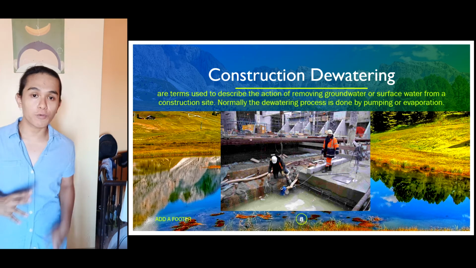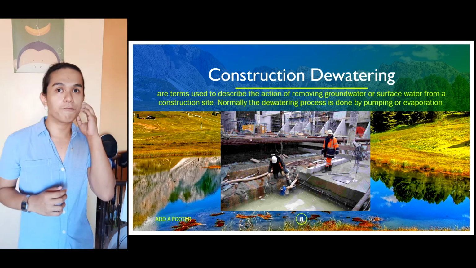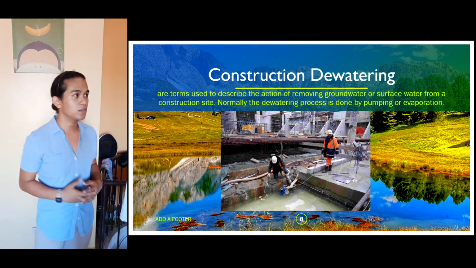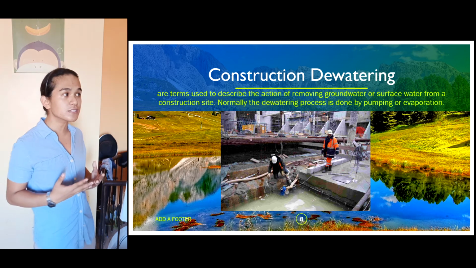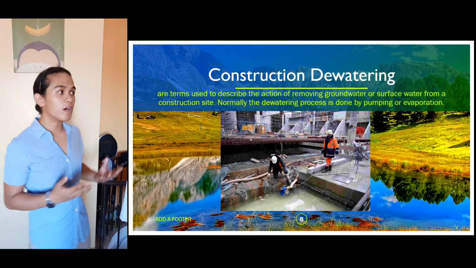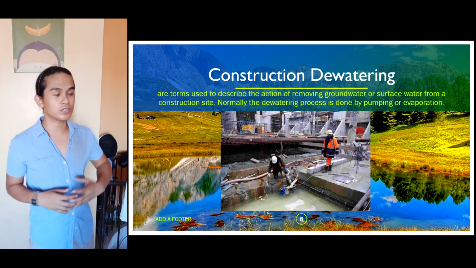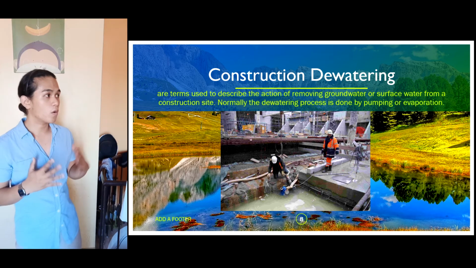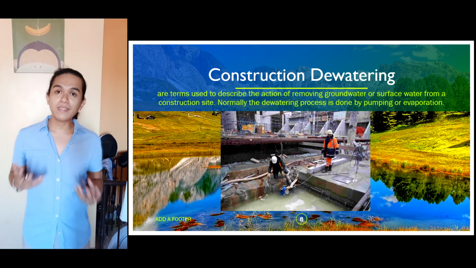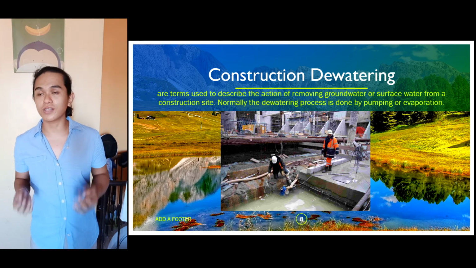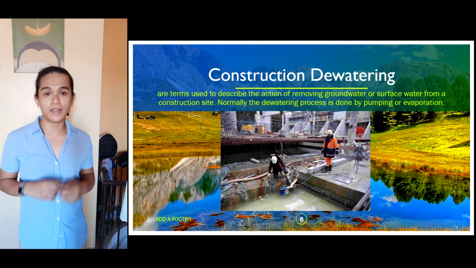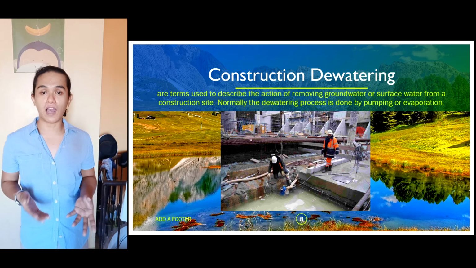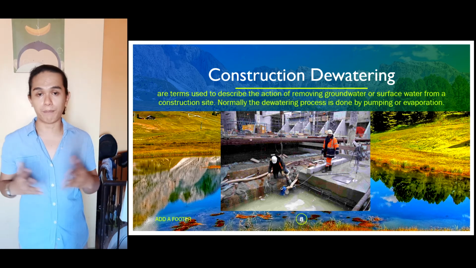So construction dewatering is one of the most famous ways of sucking out excess water from the construction site. Construction dewatering is a term used to describe the action of removing groundwater or surface water from a construction site. Normally, the dewatering process is done by pumping or evaporation. So depending on the amount of excess water in the construction site, you have two choices: pumping, which is considered dewatering, and evaporation, or waiting for the water to go away or evaporate.